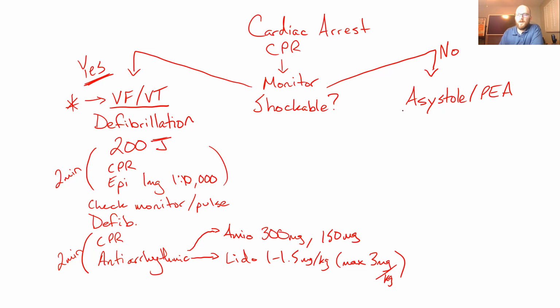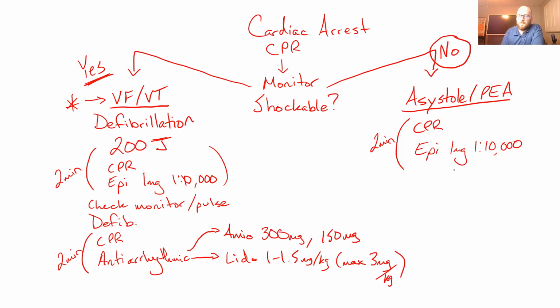All right, on our asystole PEA side, so we said is not shockable. So in this, all we're doing is 2-minute cycles of CPR, and we're doing our 1 milligram of 1 to 10,000 epi every 3 to 5 minutes. That's really it. We're not doing the antiarrhythmics. We're not defibrillating. Right? So we're just doing epi, 1 milligram, 1 to 10,000 every 3 to 5 minutes, interspersed with 2-minute cycles of CPR.